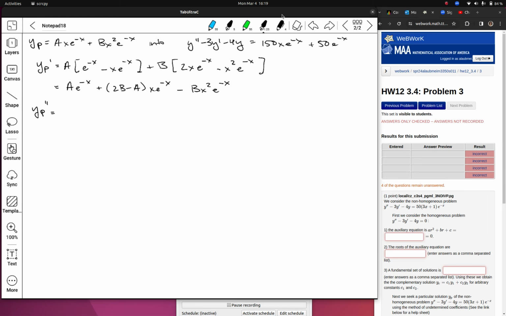So taking another derivative to get yp'', I'm going to get minus A e^(-x) from that first term. And then from this x e^(-x) derivative, I actually did that up above, so I'm just going to put that right back in. I'll use the square brackets: e^(-x) minus x e^(-x). And then for that x^2 e^(-x) derivative, I already did it right there.